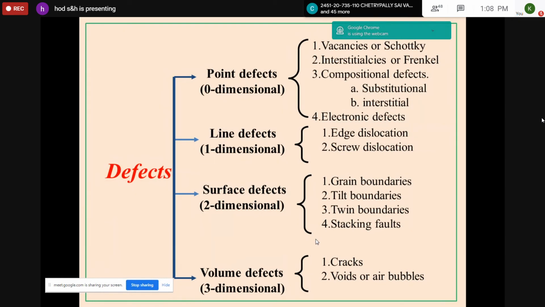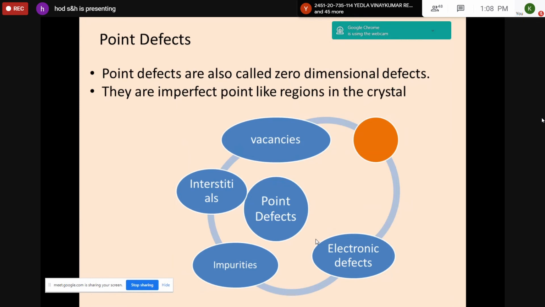And the fourth one, volume defects. They are three-dimensional imperfections present in a given crystal. They are classified into cracks and, second, voids or air bubbles. So this is the broad classification of defects present in crystals. And coming to point defects, as I said, point defects are classified into vacancies, interstitials, impurities, and electronic defects.